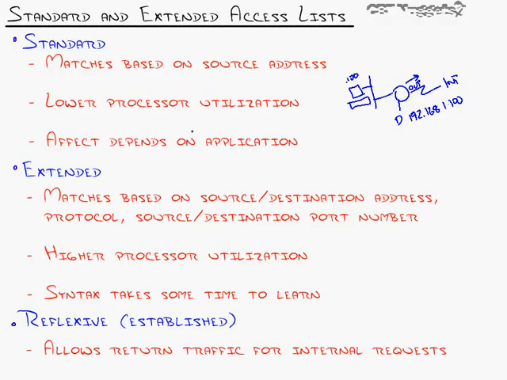The effect of this access list depends on the application, meaning when I say deny 192.168.1.100. If I came up to you and you were a network manager in a company and I said, I have created an access list that denies 192.168.1.100, your next question would be, denies them from what? What do you mean? What are you denying them from? Well, with the standard access list, that's all you can say is they are denied.